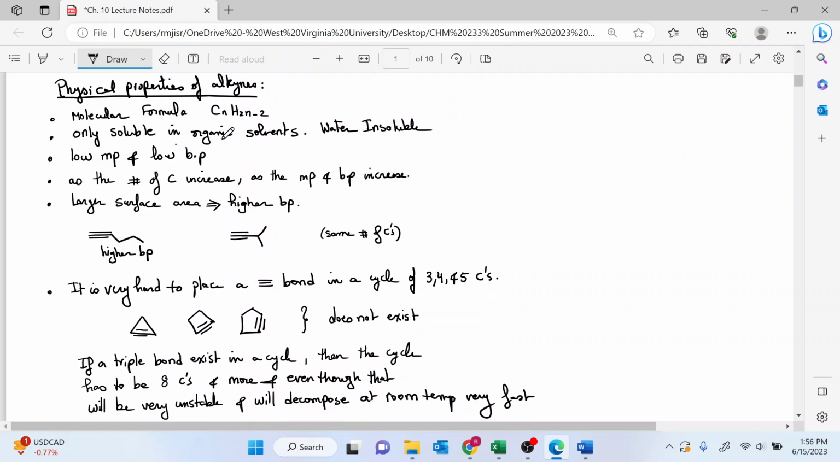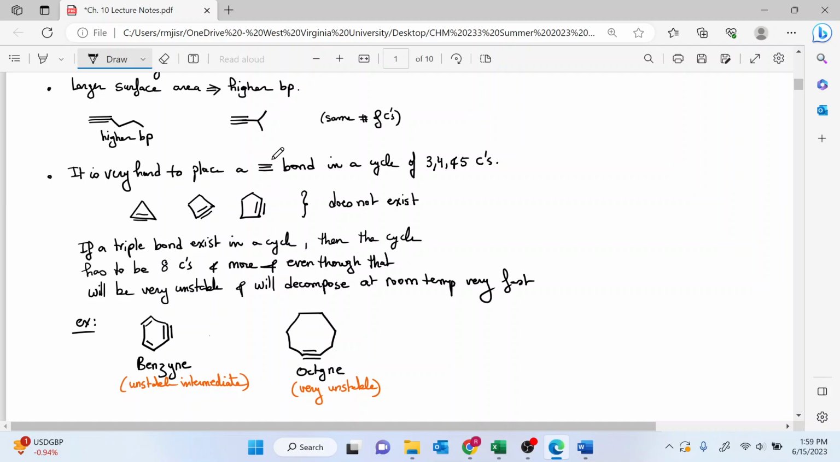Alkynes are water insoluble. They are only soluble in organic solvents. They have low boiling points and low melting points, and as the number of carbons increases, the boiling point is going to increase and the melting point is going to increase as well. If you're comparing two alkynes that have the same number of carbons, the larger the surface area, the higher the boiling point, and the lower the melting point.